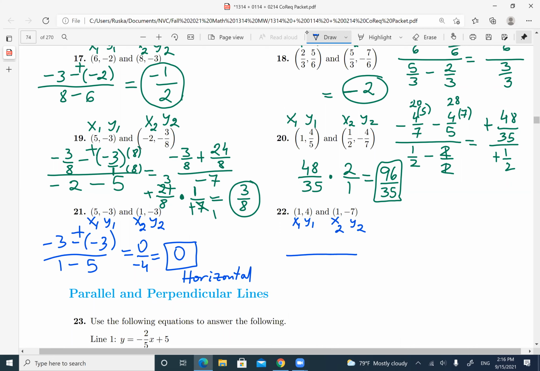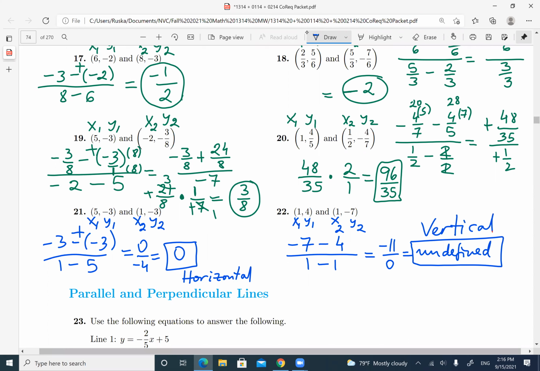And the formula gives me y2 minus y1, so it's negative 7 minus 4 over 1 minus 1. So it's going to be negative 11 over 0. And again, division by 0, it's undefined. And if you have an undefined slope, what type of line is that? You're falling down the cliff, right? So what type of line? Vertical. Vertical line. Okay, so that's how you find the slope using 2 points.